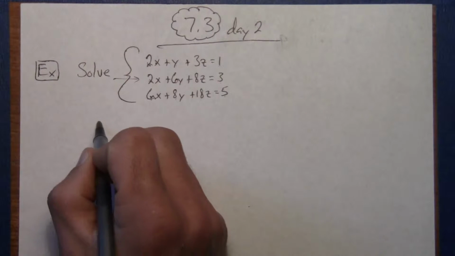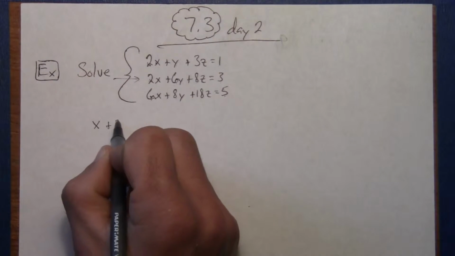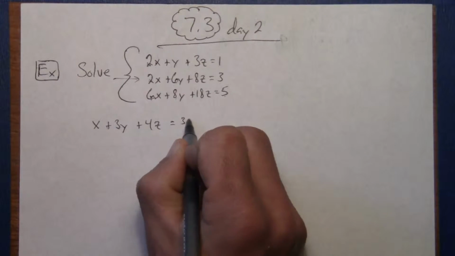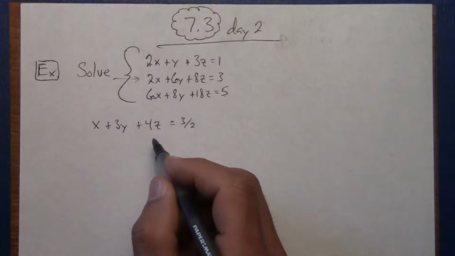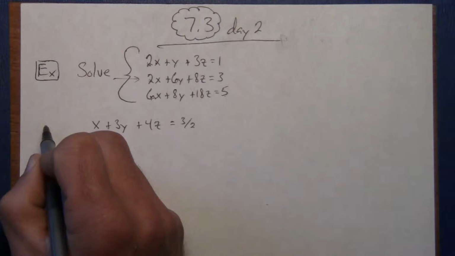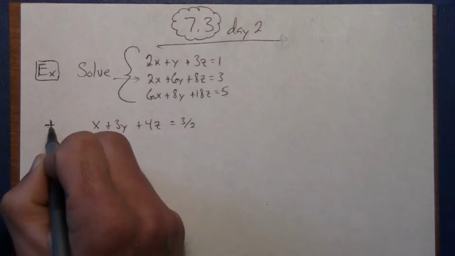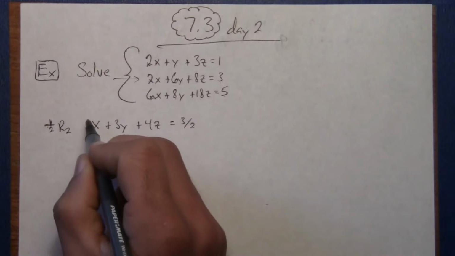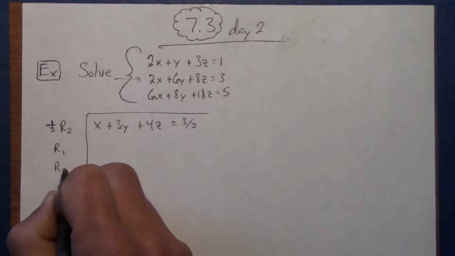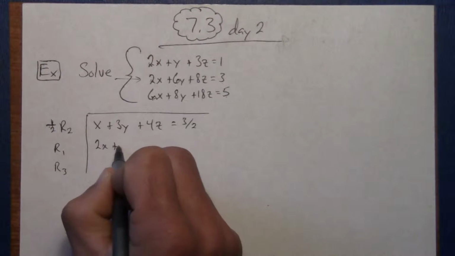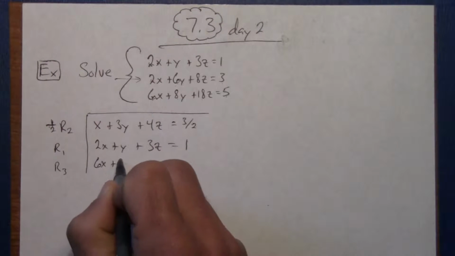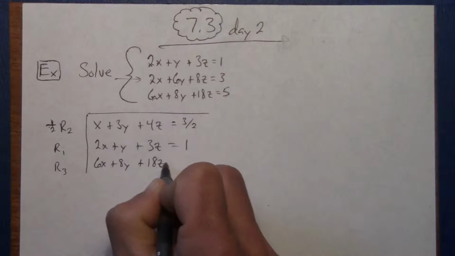So my new first equation is going to be x, remember I'm dividing by 2, plus 3y plus 4z, and then it's going to equal 3 over 2. Again, I have a fraction, but I can't avoid it completely. Alright, then I'm going to write down the other two. So again, make sure that you're writing down steps. I am multiplying 1/2 times row 2 up here. Then I'm just going to write down row 1 and then row 3, doesn't matter the order. So it's 2x plus y plus 3z is equal to 1, and 6x plus 8y plus 18z is equal to 5.